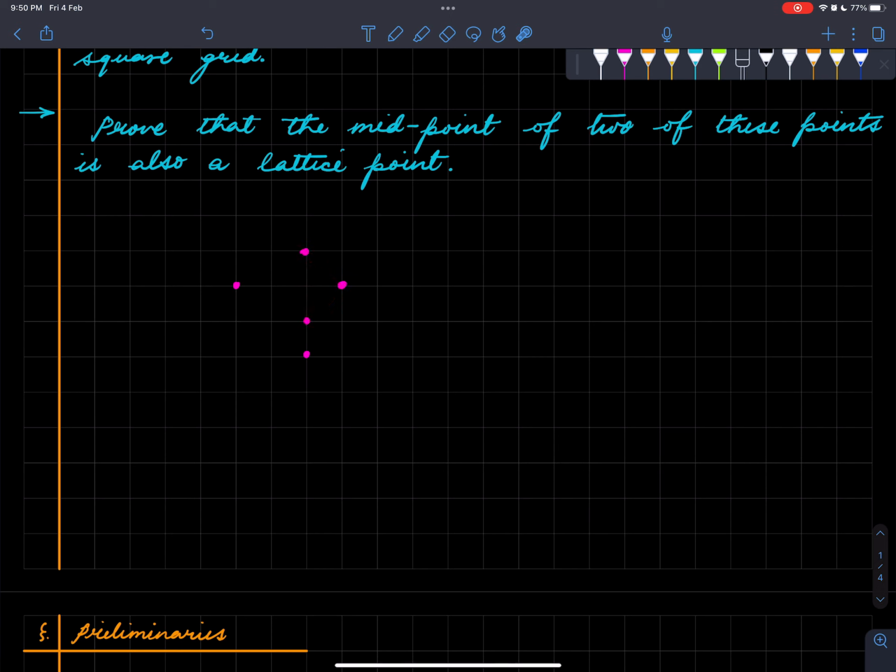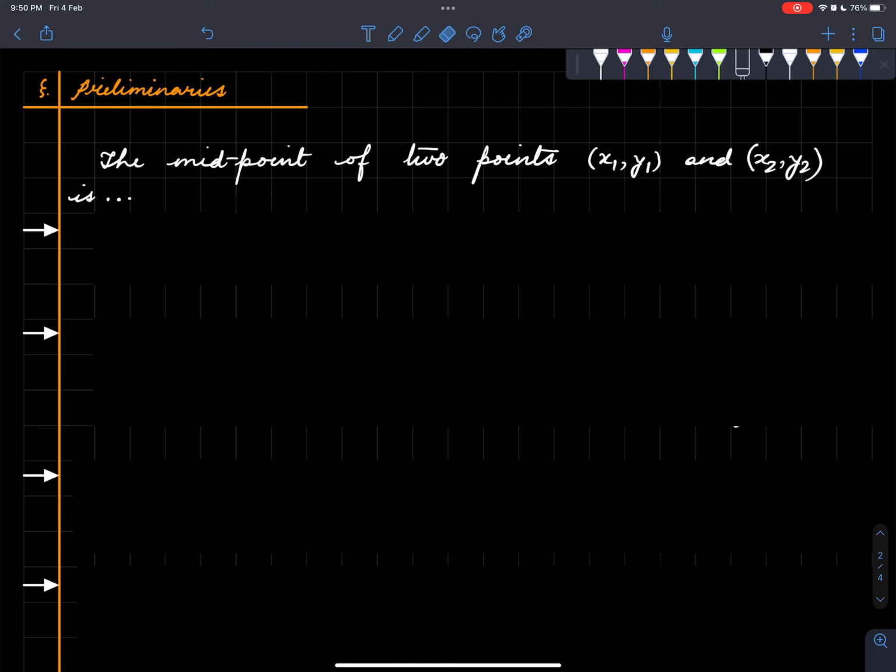So the problem says that whenever you pick 5 points, you will inevitably have this situation where you will be able to find 2 points whose midpoint is again a lattice point, meaning it again has both coordinates integers. So very interesting. Before we get to the main solution, let us look at some basics.